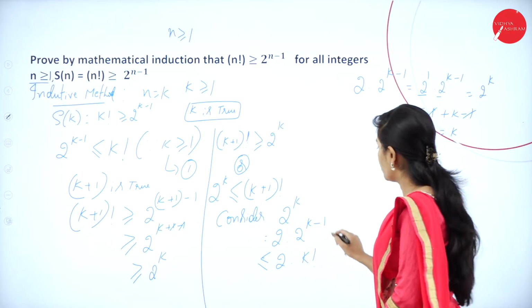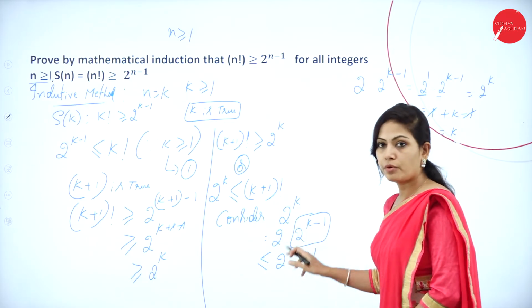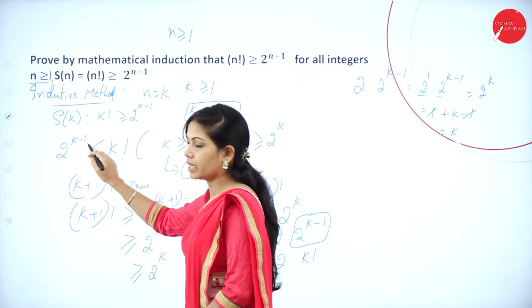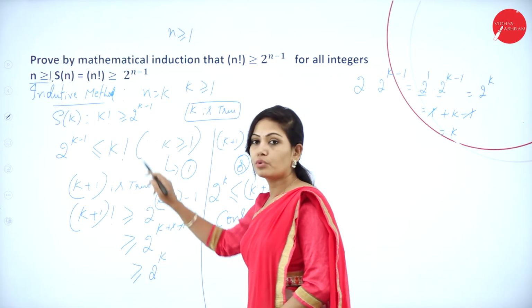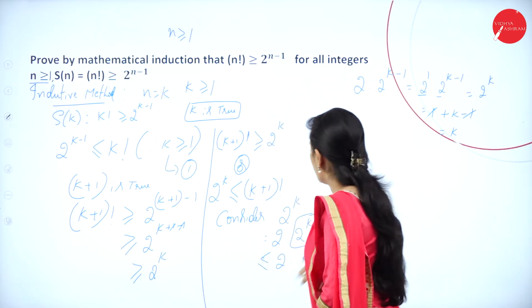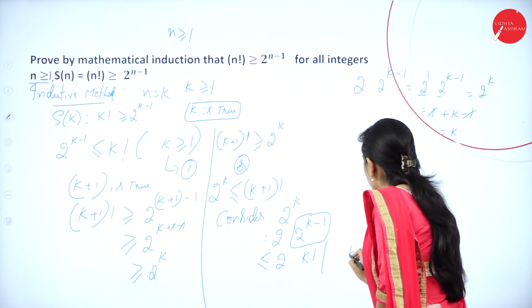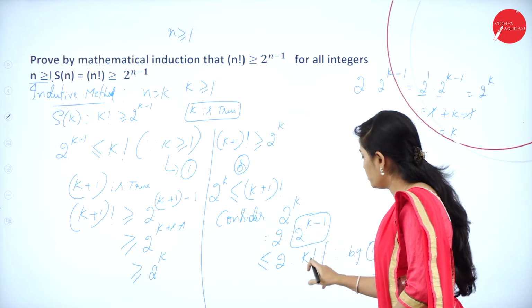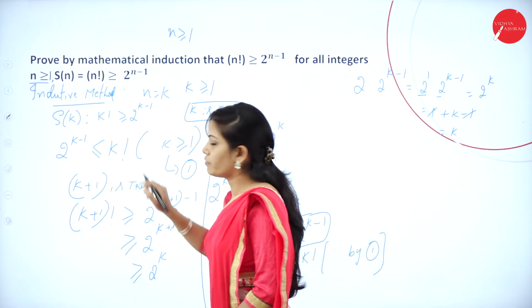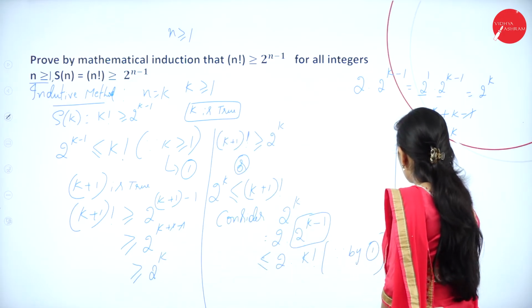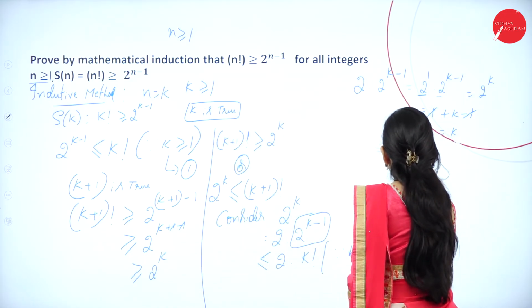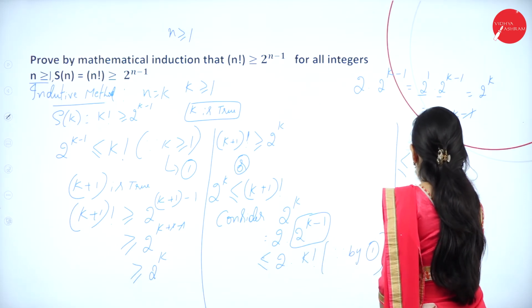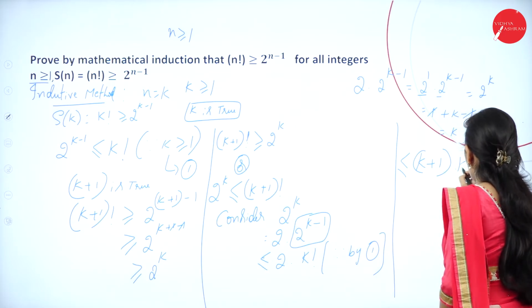Why it is k factorial? So in place of 2 power k minus 1, I have written k factorial. 2 power k minus 1 is less than or equal to k factorial, because it is by equation number 1. I have replaced this 2 power k minus 1, so I can write it as k factorial. Clear? And in the next step, it's less than or equal to k plus 1 into k factorial.